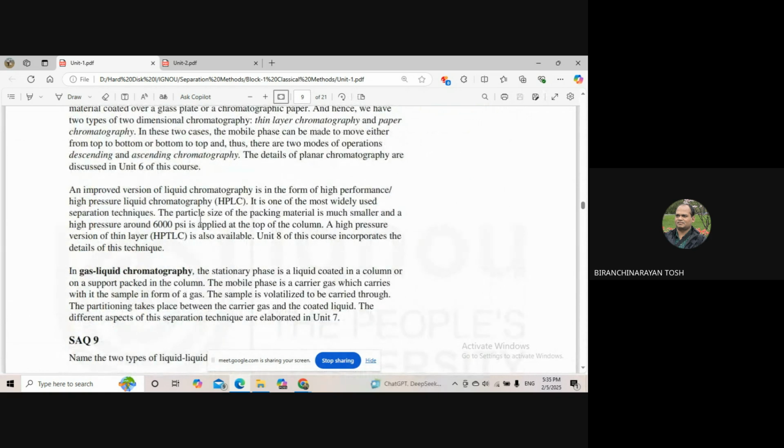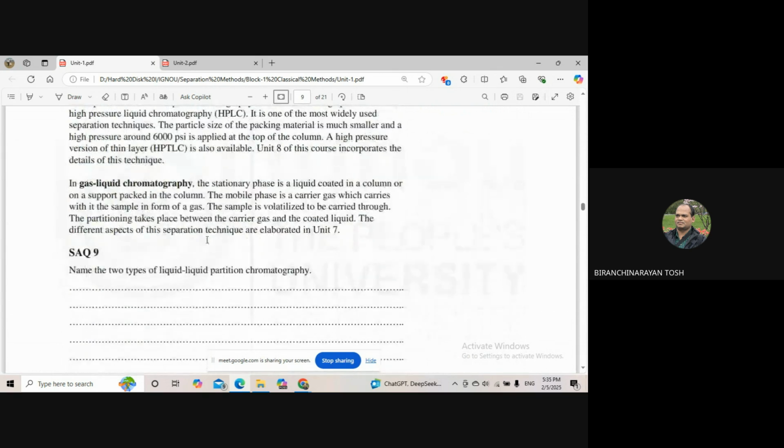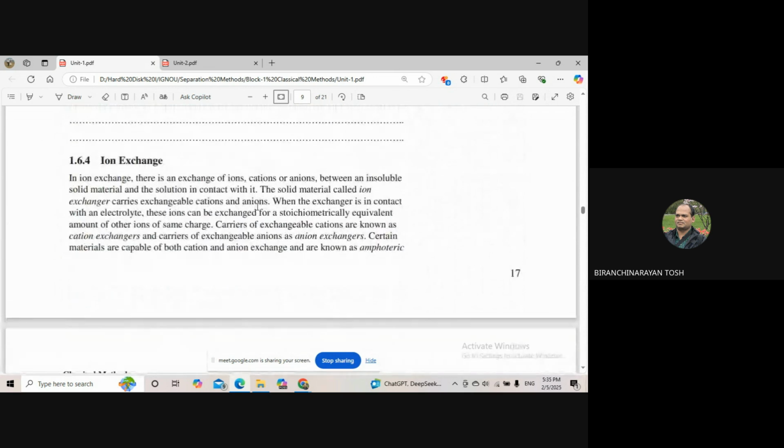You also have HPLC, high pressure liquid chromatography. Then high pressure thin layer chromatography is also available. Everything we will discuss. Then in gas liquid chromatography, the stationary phase is a liquid coated in a column or on a support packed in the column. Then ion exchange. In solubility, you have ion exchange.